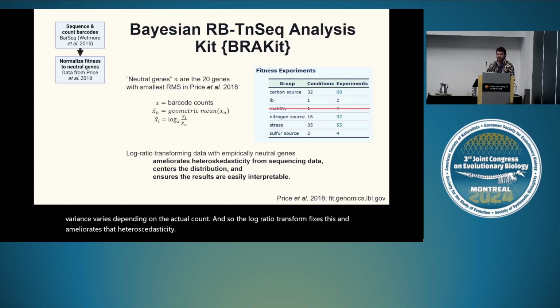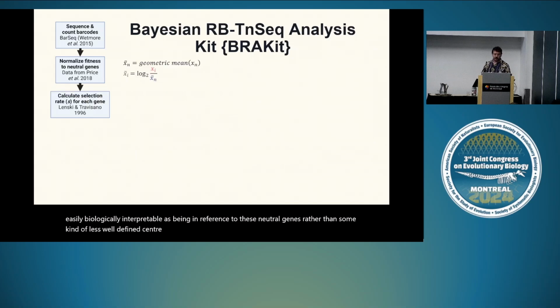And second, normalizing to a defined set of genes rather than just the distribution average has a couple of benefits, in that it both centers the distribution, but also makes it so your results are easily biologically interpretable as being in reference to these neutral genes rather than some kind of less well-defined center, mean, average, whatever.